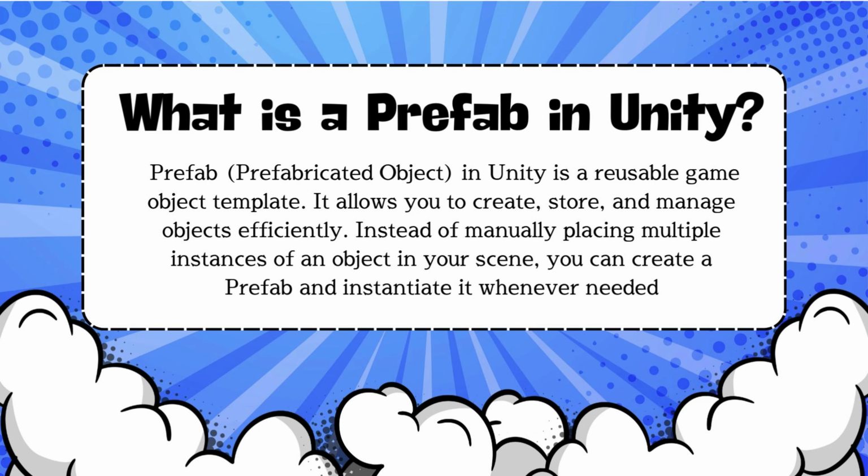Prefab, or prefabricated object, in Unity is a reusable game object template. It allows you to create, store, and manage objects efficiently. Instead of manually placing multiple instances of an object in your scene, you can create a prefab and instantiate it whenever needed.